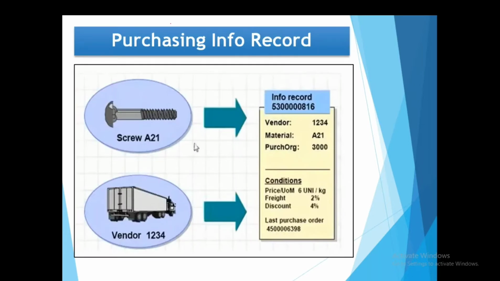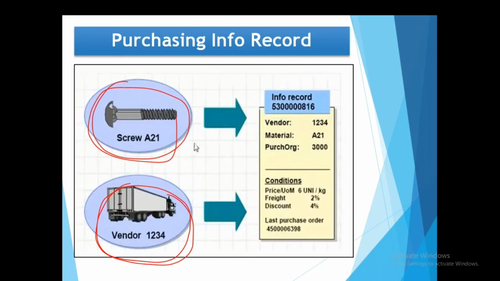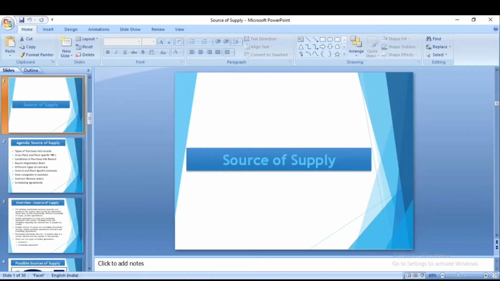So basically the purchase info record will contain information for a combination of material and a vendor, like what is the price when you procure this material from this vendor, what are the freight charges, what is the discount. All that information you will maintain in the purchase info record. So the scenario is like this.